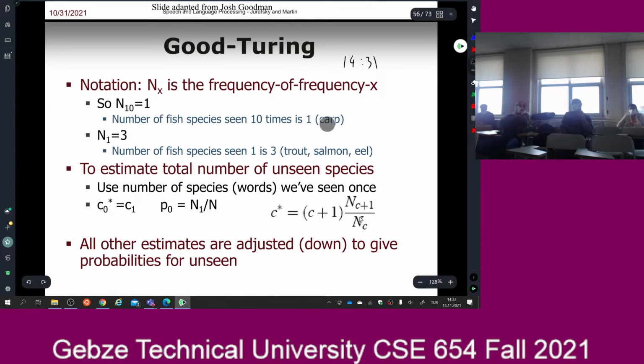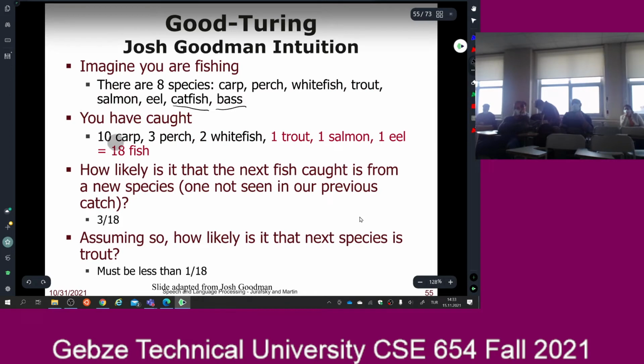So I have only caught carp 10 times, so just one fish type, and n10 is 1. And n1 is 3 because trout, salmon, and eel are just the 3 different fish types that I caught only once. Okay, so n10 and n1. So nx is the frequency of frequency x. So it looks like n10 is 1, n3 is 1, n2 is 1, n1 is 3, and n0 is 2, right? This one, then this one.